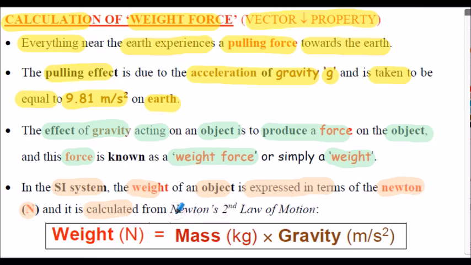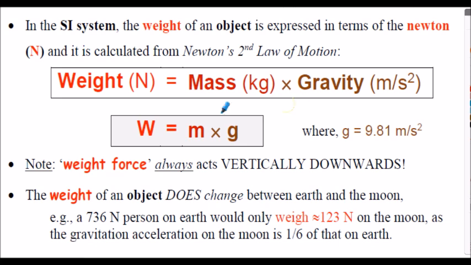And weight is calculated from Newton's second law of motion. So weight in newtons is equal to the mass in kilograms multiplied by the gravitational acceleration in meters per second squared. So in symbol form, weight W is equal to mass m multiplied by gravitational acceleration g. And as stated previously, the international value for g around the world is 9.81 meters per second squared. Note that weight force is a specific type of force in that it always acts vertically downwards.